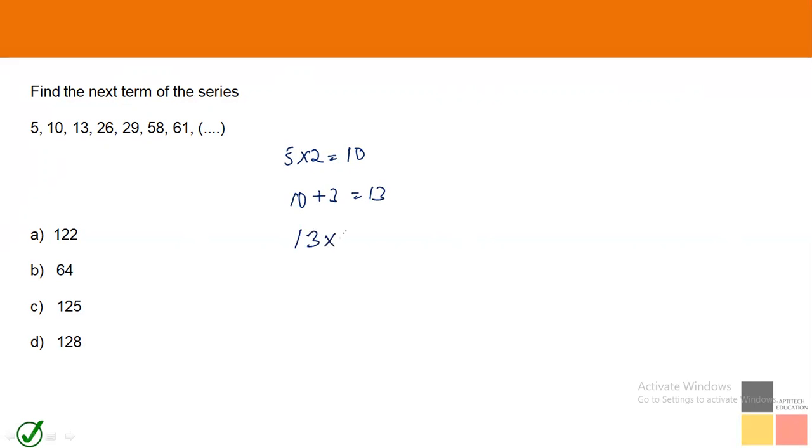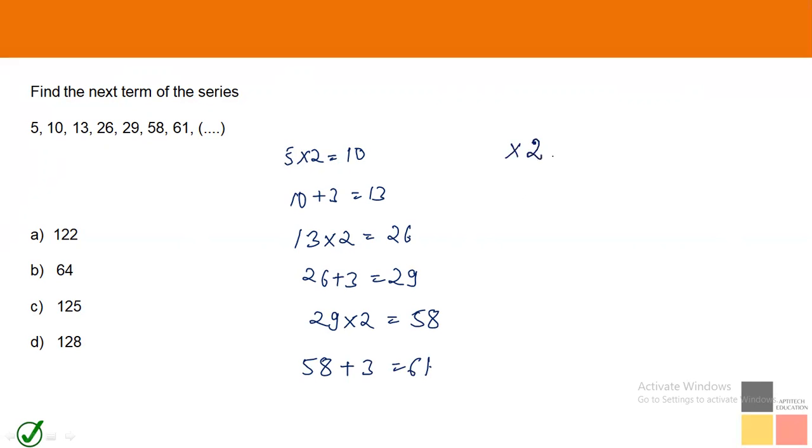Again, if I see it, 13 into 2 is giving me 26. 26 plus 3 is giving me 29. Now 29 into 2 is giving me 58. 58 plus 3 is giving me 61. So the pattern I have figured out is that one term is into 2, and for the next term, whatever you have obtained, plus 3. Pattern is into 2 plus 3. Previous term into 2, and when you get the term after multiplication, add 3 to it to get the next term.